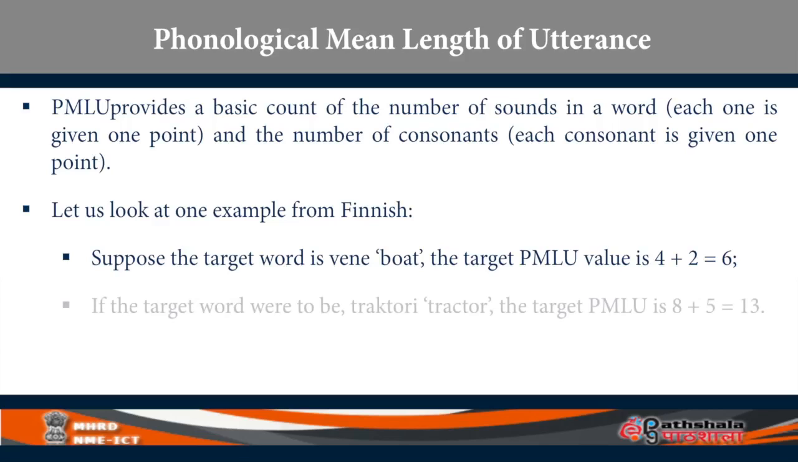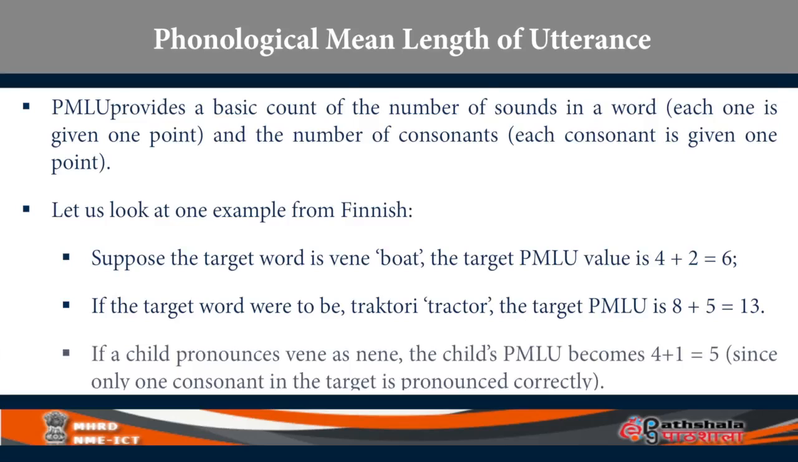Now suppose the Finnish word is traktori. Tractor, it's a much more difficult word. So let's see how many sounds are there. T-R-A-K-T-O-R-I, 8. So take 8. How many consonants are there? T-R-K-T-R, 5. So 8 plus 5 is 13. So traktori has a PMLU of 13. Number of different sounds plus number of consonants. You add those two, you get PMLU.